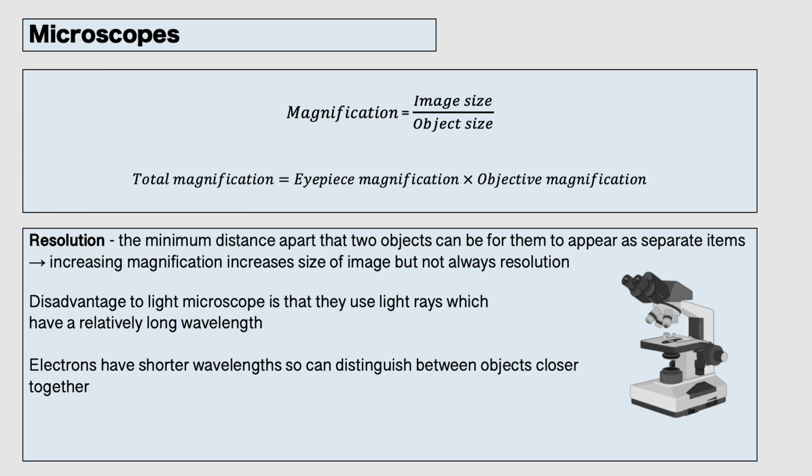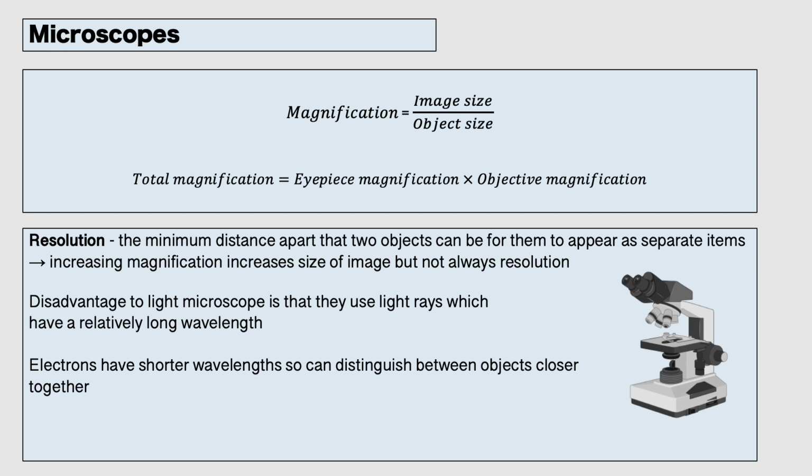When dealing with microscopes, you may be asked to calculate the real size of the object you're looking at, and you can do that with the equation magnification equals size of image over size of object. If we need to find our magnification to do this, we'd multiply the eyepiece lens magnification by the objective lens magnification.